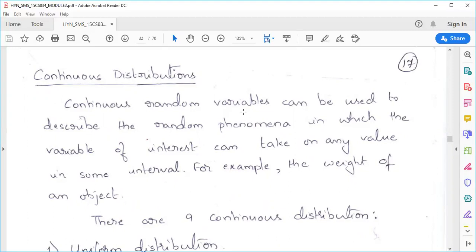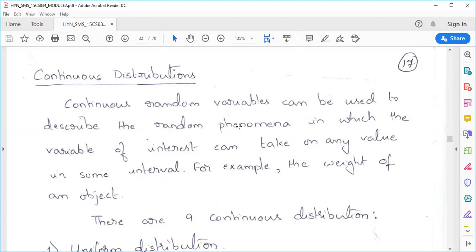It is defined like this: continuous random variables can be used to describe random phenomena in which the variable of interest can take on any value in some interval of time. So continuous random variables are basically used for continuous distribution, right? These variables can be used to describe any random phenomena. The random phenomena can be anything, for example, the traffic jam at a particular junction, or a passenger coming and waiting for the bus.